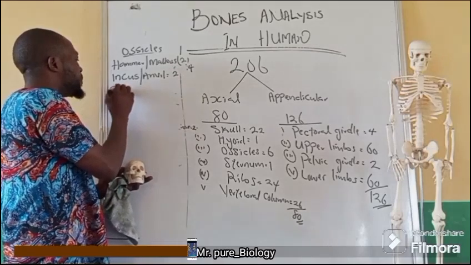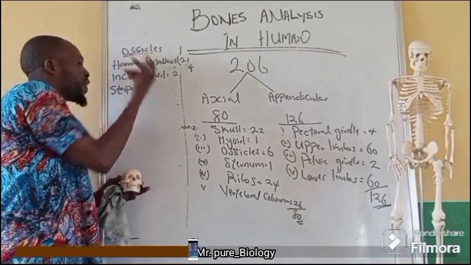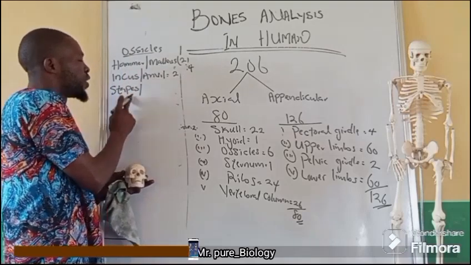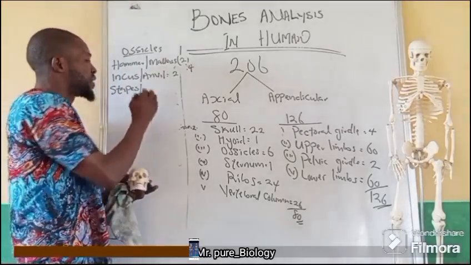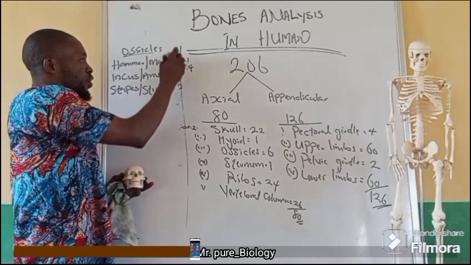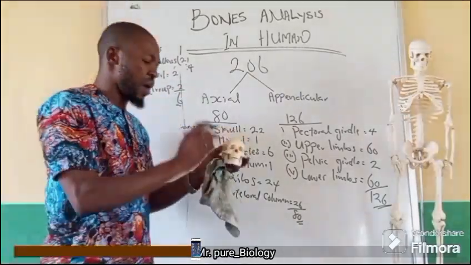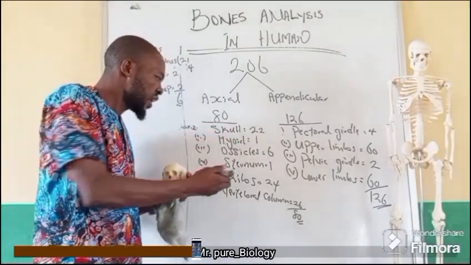The last one is stapes. And we refer to stapes as the smallest bone of the ossicles as well. If you don't want to call it stapes, you can simply refer to it as stirrup. Stirrup is also 2, making 6. That is the 6 bones that are found in our ears.